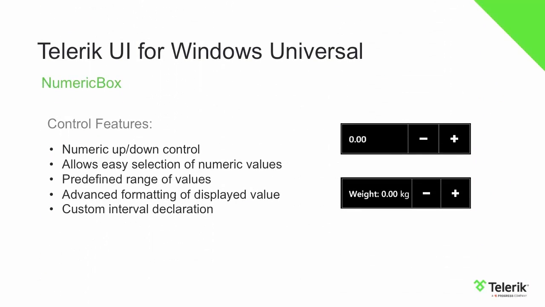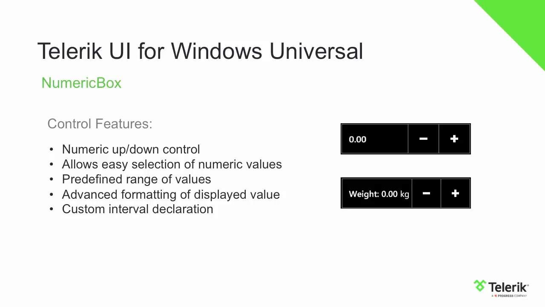Alright, so last, but definitely not the least, is the numeric box. This is a simple control which was always a part of our Windows Phone Silverlight controls, and it's just making its way into the Universal Suite. It is a simple numeric up-down control, but you get to predefine a range of values. You also get advanced formatting features like units of measurement, and you can also customize the step declaration, which is the increment or the decrement factor as the user hits the plus or the minus sign.